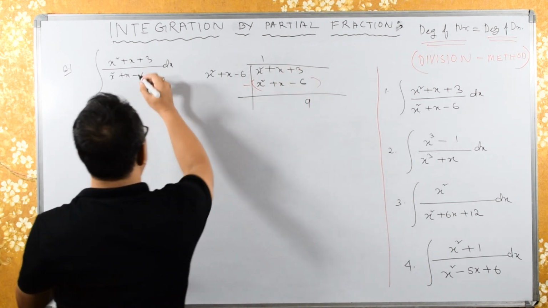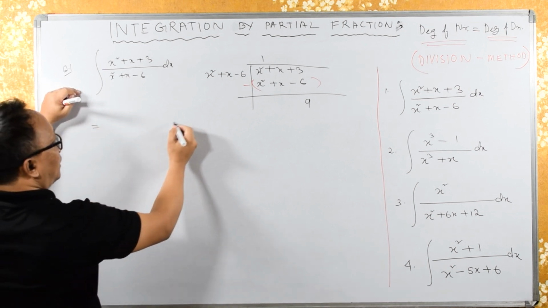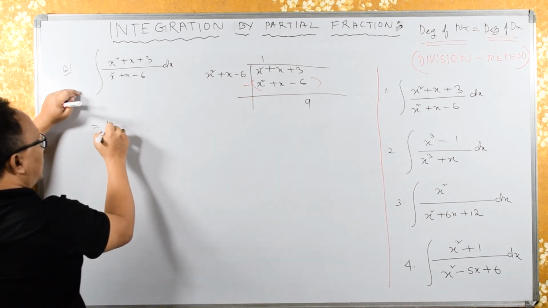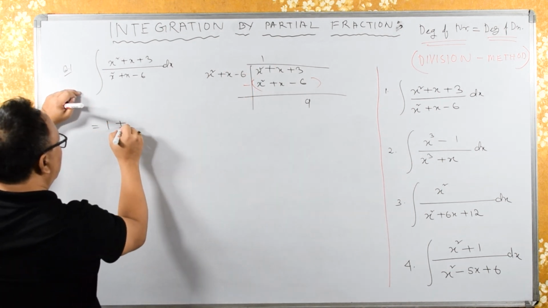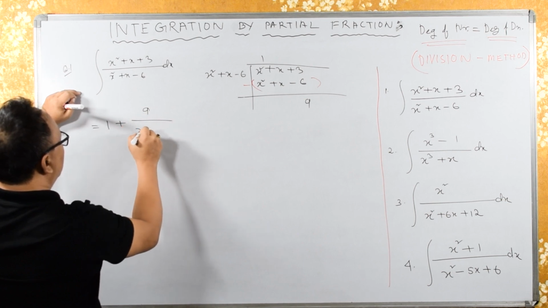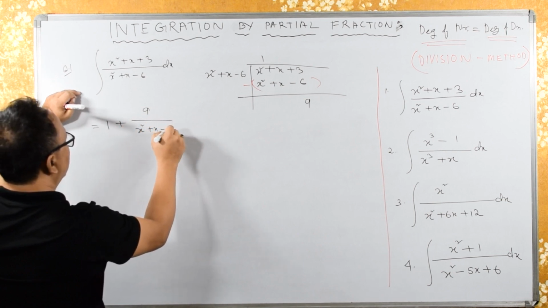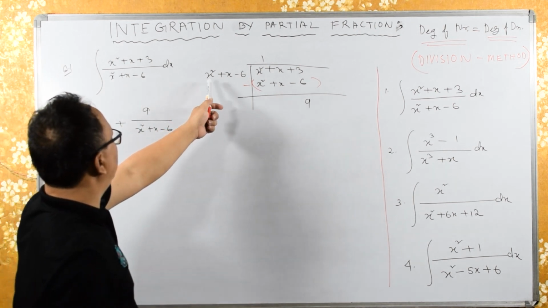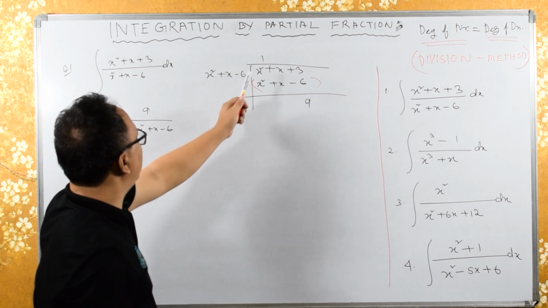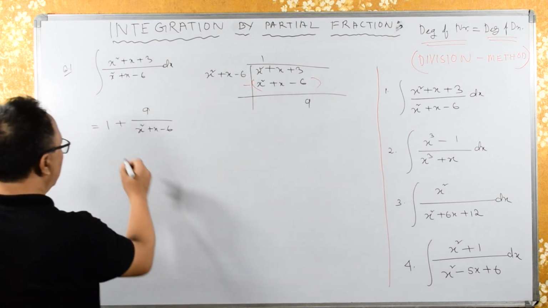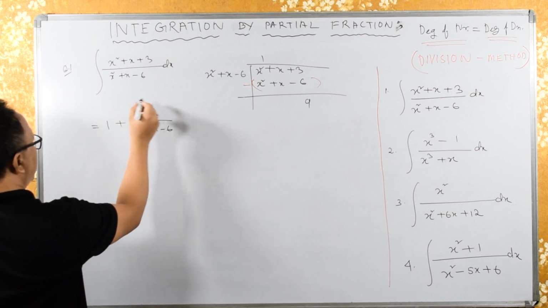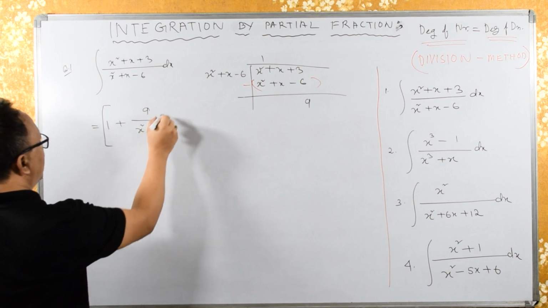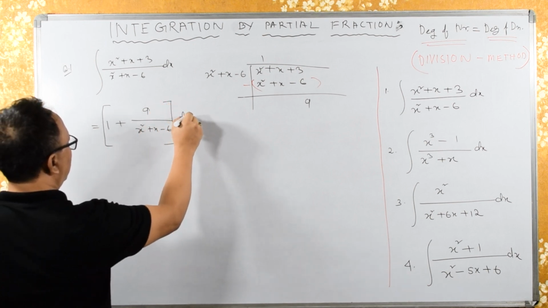So this is the same as 1, the remainder is plus 9, so plus 9 upon x square plus x minus 6. This can be written as dividend equals divisor times quotient plus remainder. Here I can say like this, the integral of this.